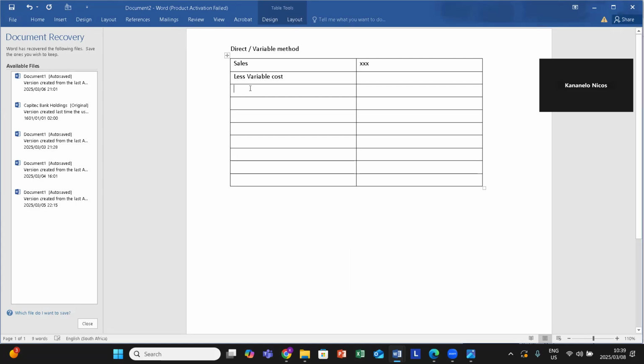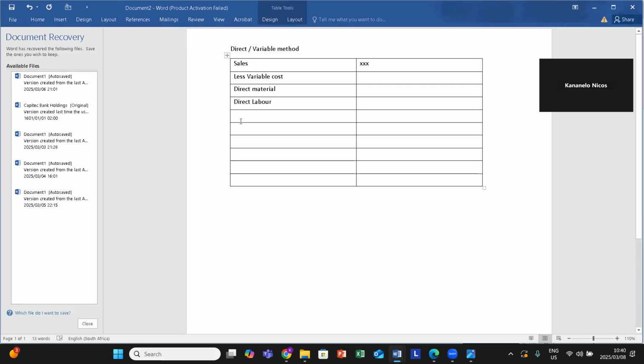These are the items that fall under the variable cost: direct material. Remember that our direct material is a variable cost because it changes according to our production. When production increases, our direct material is going to increase, and when our production decreases, it is going to decrease. And then also direct labor. Direct labor is a variable cost.